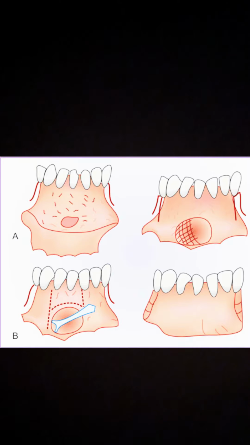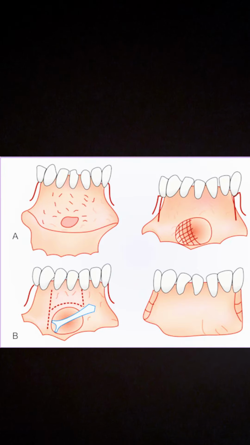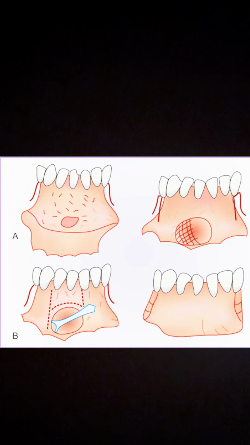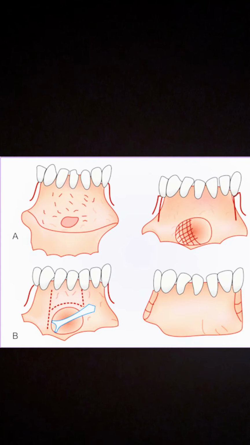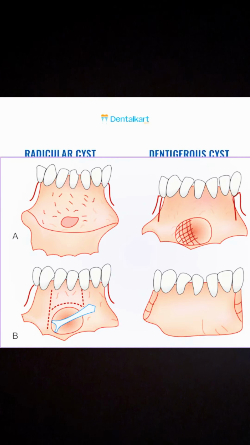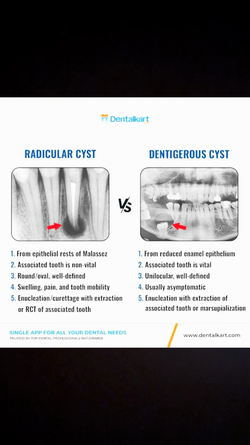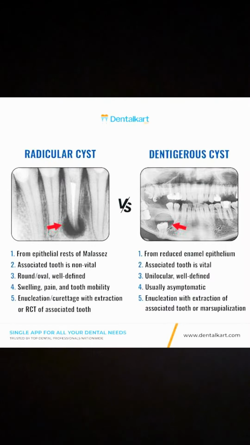Pathogenesis of radicular cyst involves cyst initiation, cyst formation, and cyst enlargement. Radicular cyst is treated by enucleation. If the involved non-vital tooth is salvageable, root canal treatment has to be done. Cyst enucleation is followed by apicectomy and root filling. If non-salvageable, extraction of the involved tooth is done.